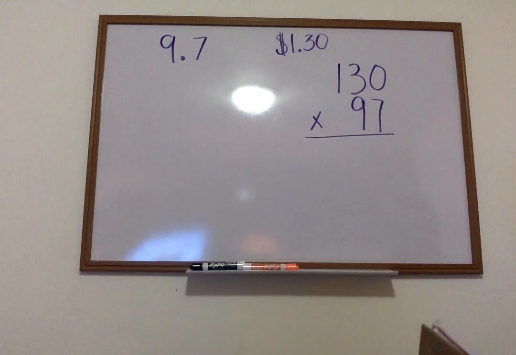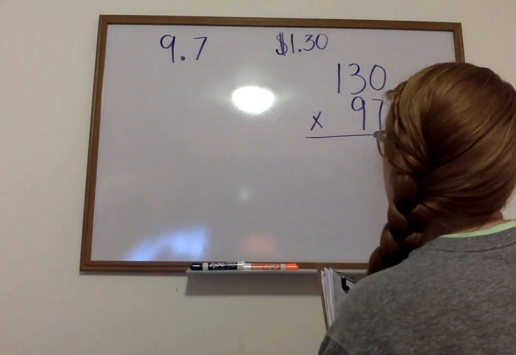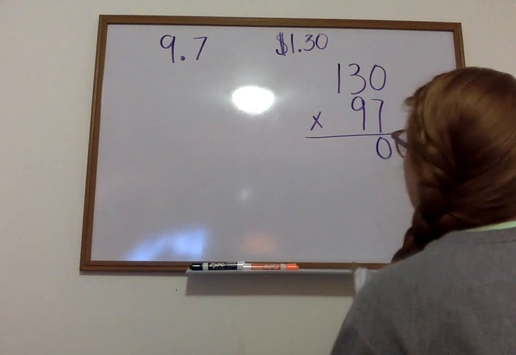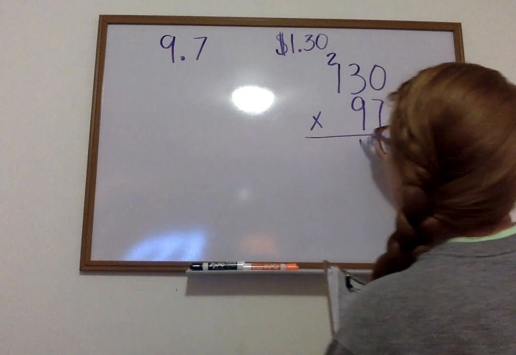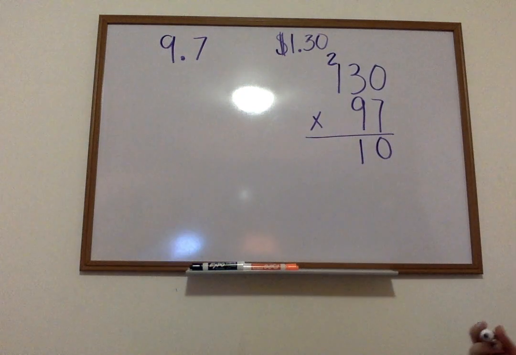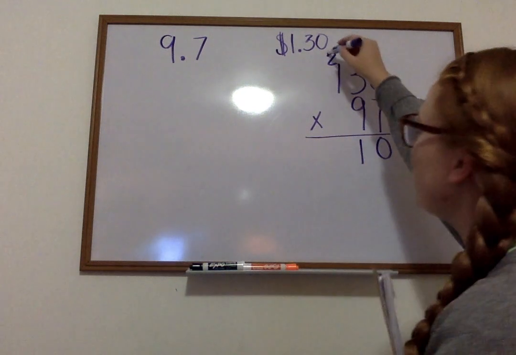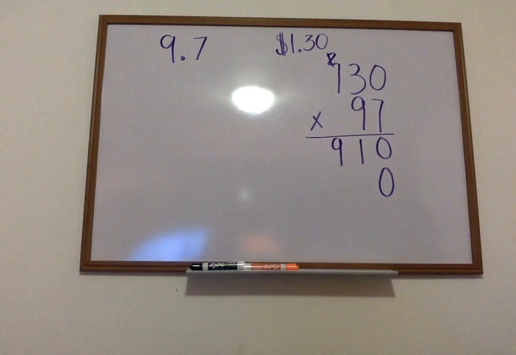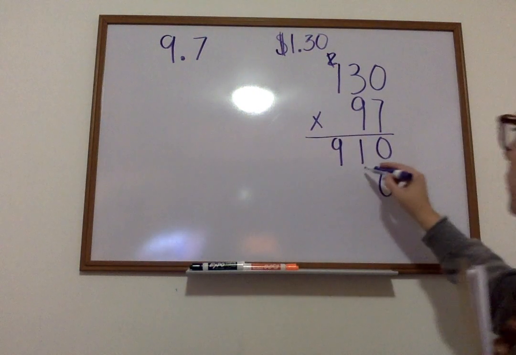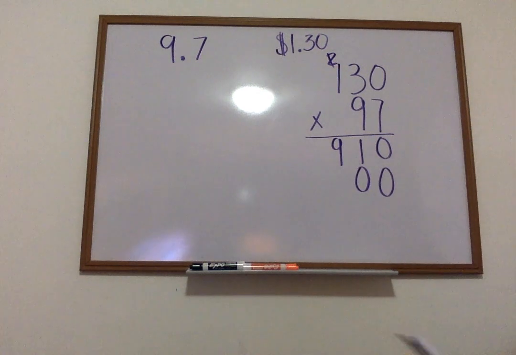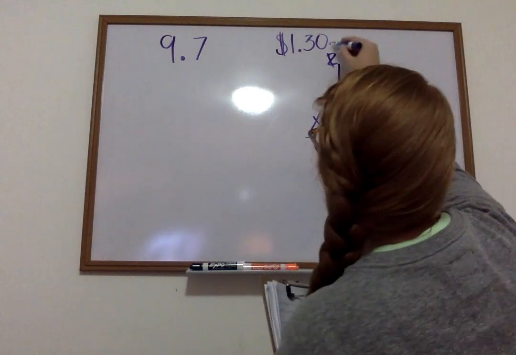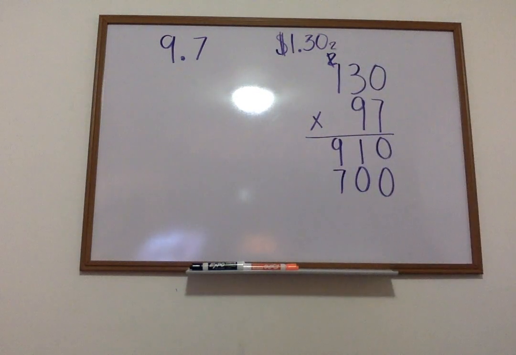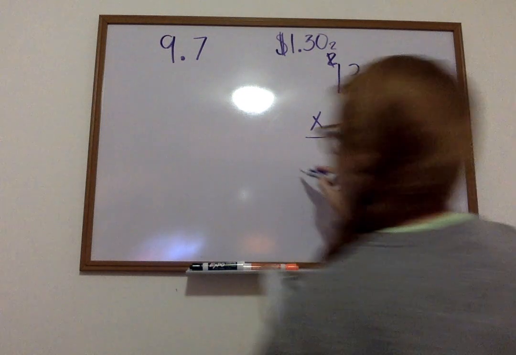Now I go ahead and multiply. 7 times 0 is 0. 7 times 3 is 21. 7 times 1 is 7, plus 2 will give me 9. I add my 0. Now I have 9 times 0, which is 0. 9 times 3 is going to give me 27. 9 times 1 is 9, plus 2 is then going to give me 11.